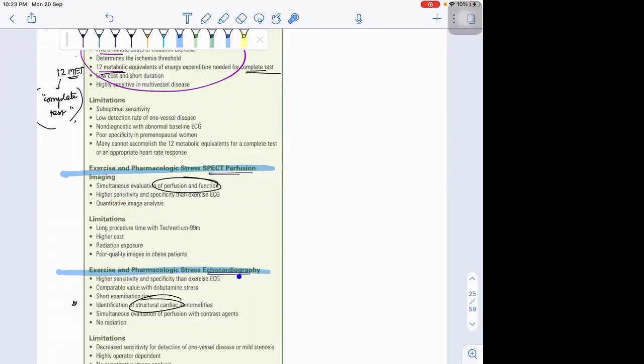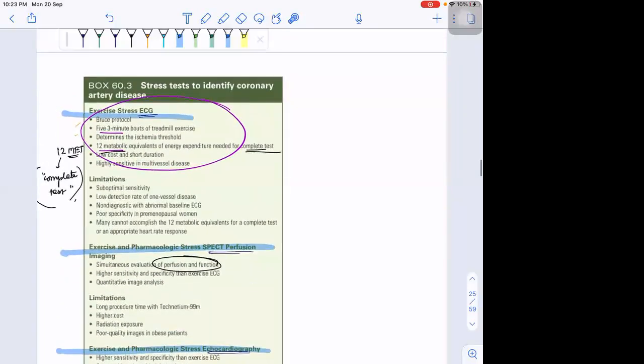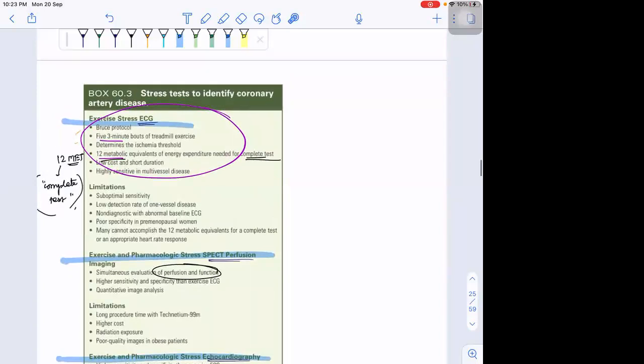In the exercise stress test, they follow the Bruce protocol. The Bruce protocol consists of five 3-minute bouts of treadmill exercise, so you have to do 3 minutes of treadmill exercise five times, and it determines the ischemic threshold. When is the test considered complete? When the patient reaches 12 metabolic equivalents.